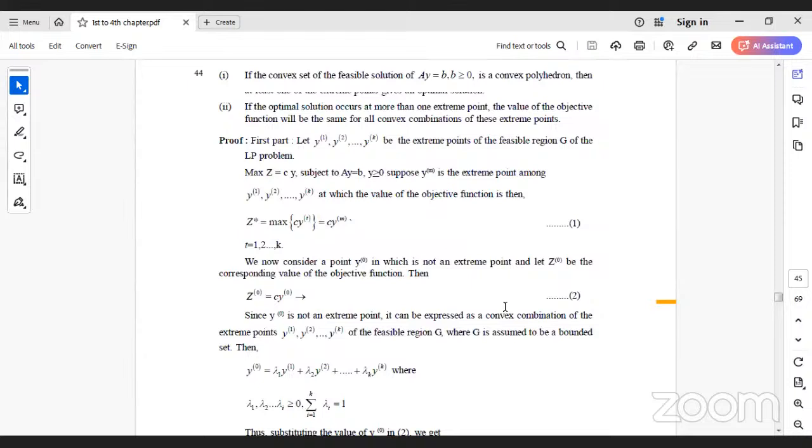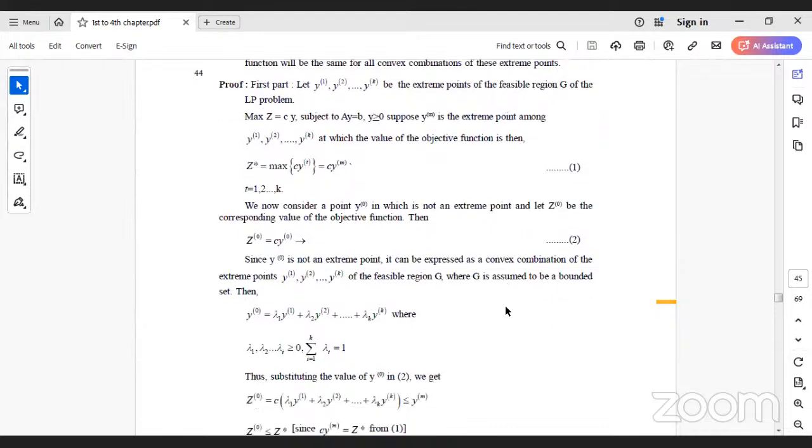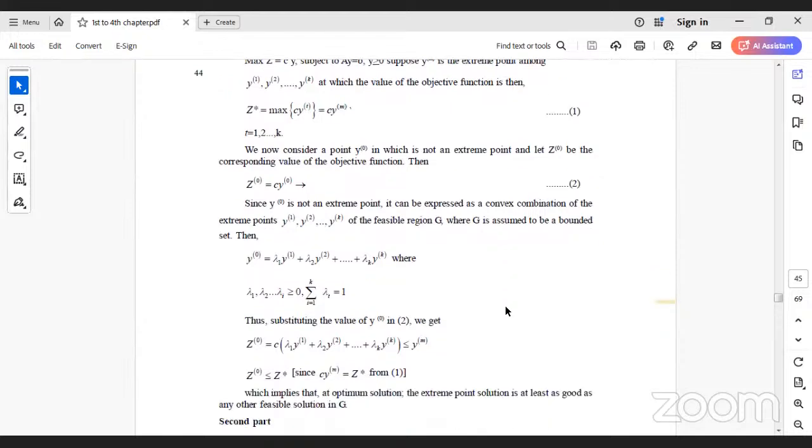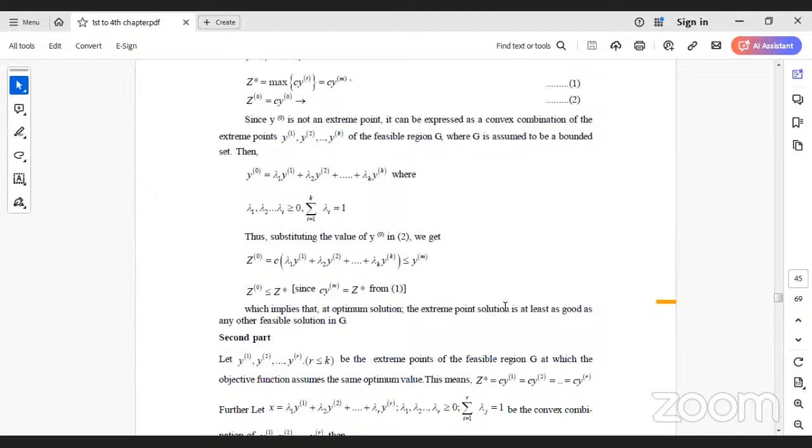We now consider a point y^0 which is not an extreme point. So we write z^0 is equal to c y^0. Since y^0 is not an extreme point, it can be expressed as a convex combination of the extreme points y^1, y^2 and so on, y^k of the feasible region, where G is assumed to be a bounded set. y^0 = lambda1 y^1 + lambda2 y^2 + ... + lambdak y^k, where lambda1, lambda2, and so on, lambda i greater than or equal to 0, and the sum of lambda i from 1 to k is equal to 1.